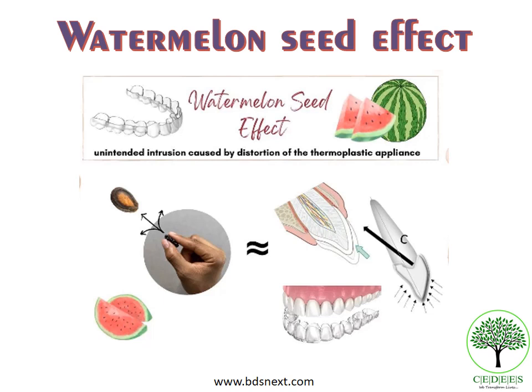Now similarly, when an aligner is being worn over the teeth, if the stiff tooth has caused distortion of the aligner, this distortion will cause an unintended intrusion. And how does that happen? The gingival portion of the aligner moves away and is not in contact with the tooth because it's got distorted. And all the forces, if you see the arrow marks, are concentrated only in the occlusal part. These concentrated occlusal forces cause the tooth to intrude or take the path like that of a watermelon seed when it's pressed between the two fingers. And that's why it's called the watermelon seed effect.